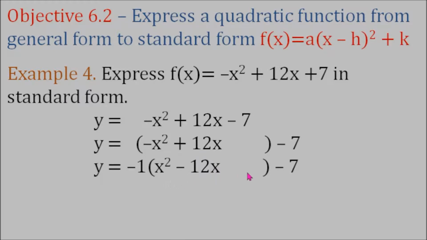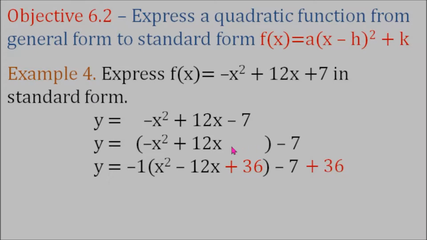Now we are going to complete the square inside the parentheses. So 1/2 of 12 is 6, then 6 times 6 is 36. So we are going to add 36 here, and then we are going to add 36. Why not subtract 36? It's because we have a negative 1 outside the parentheses here. If we multiply back, that's negative 1 times x squared, that's negative x squared. And then negative 1 times negative 12x, that's positive 12x. Negative 1 times positive 36, that's negative 36.